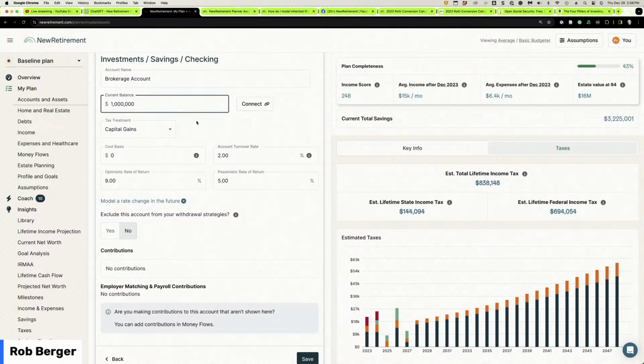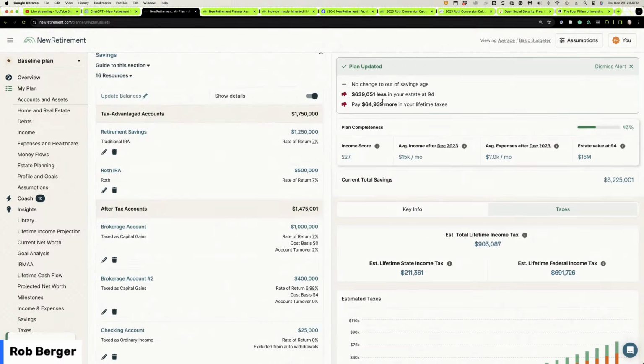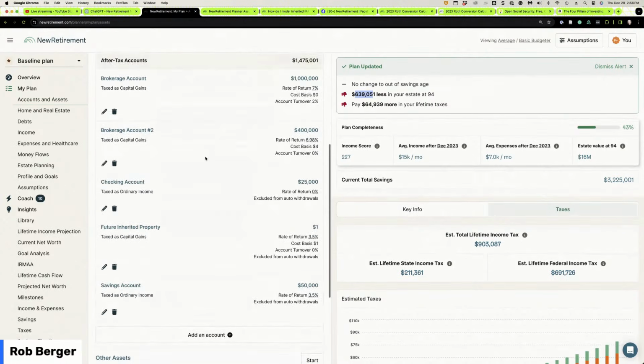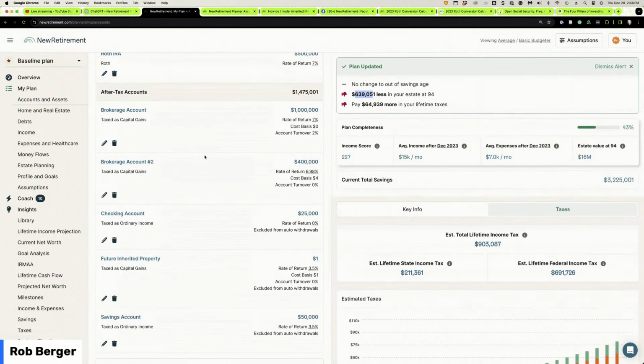Now, remember, we're going to see a change up here when I hit save. So look up here, top right corner, because this is going to trigger taxes. It's only a 2% turnover rate, but you'll see. Wait a minute. There it goes. Look at that. Cost us 639 grand. I mean, it's just 2% in one little account. But this is 2% that's getting churned over every year and triggering taxes, right?